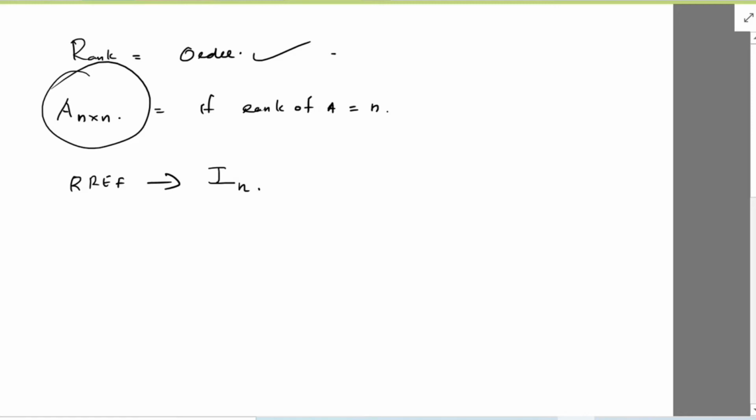Identity matrix is defined only for square matrices, so we can talk about only the case for square matrices. If we are reducing a square matrix, most probably that will be the identity matrix. It will not be the identity matrix when the rank is not the same as the order of that matrix.